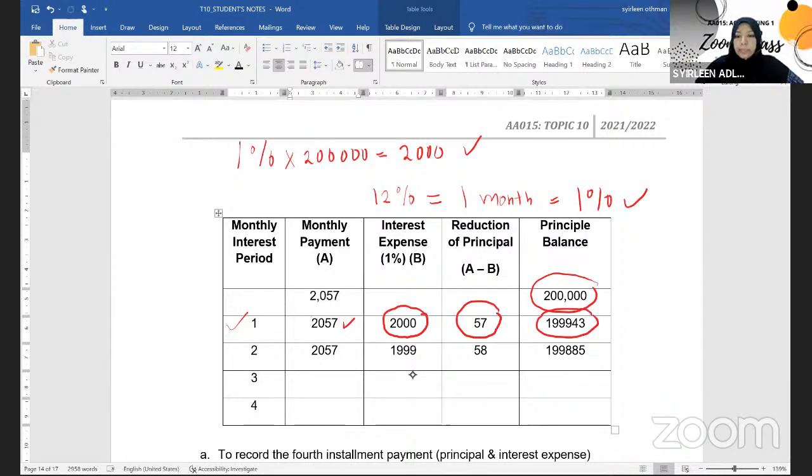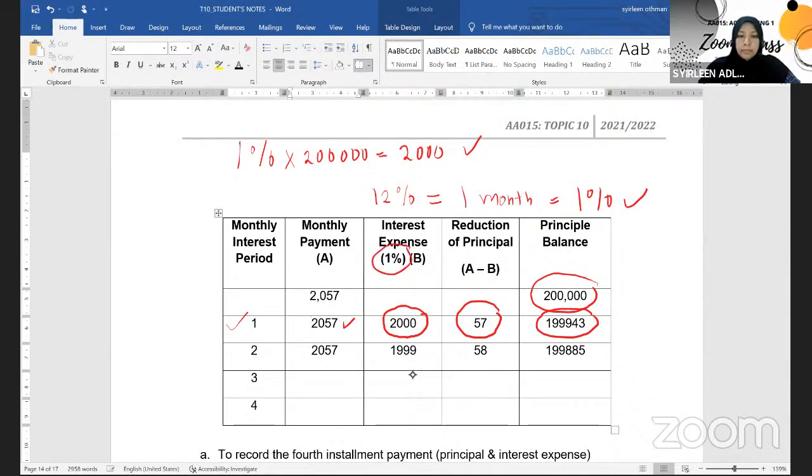for my principal is RM199,943. Nampak kan? Kita bayar amount yang agak besar, tapi hutang you tak gerak pun sangat lagi. Just tolak 57 because that 2,000 is actually for your interest. Okay, so interest ni bukannya every month RM2,000, sebab dia is based on the latest balance. That means every month saya akan recalculate the interest expense. Okay, the basic rate is still 1% lah here.